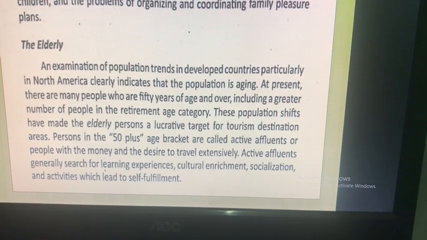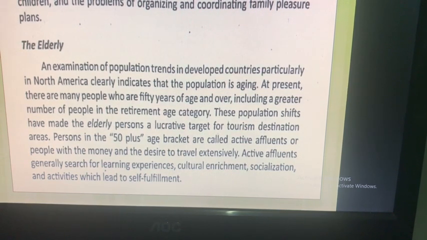So usually kasi 'di ba mga retired, once they receive their retirement pay, since wala na silang trabaho, wala na silang ibang iisipin, so they would usually spend vacation. They travel to other countries or other places. Yan yung tinatarget usually, di ba, ng mga tourism destination areas, kasi nga, they are said to have enough money to spend for travel. So, active affluents, generally, they search for learning experiences, cultural enrichment, socialization, and activities which lead to self-fulfillment.